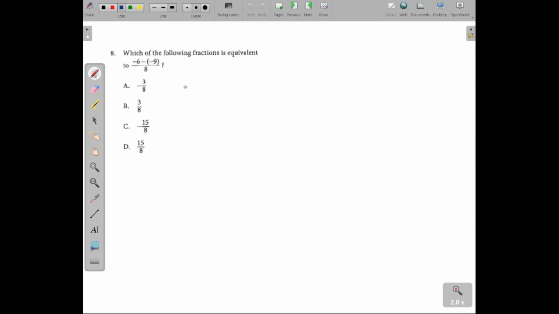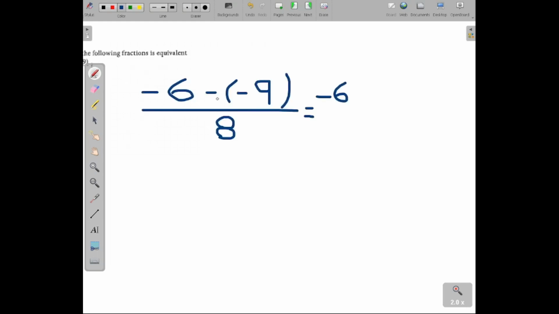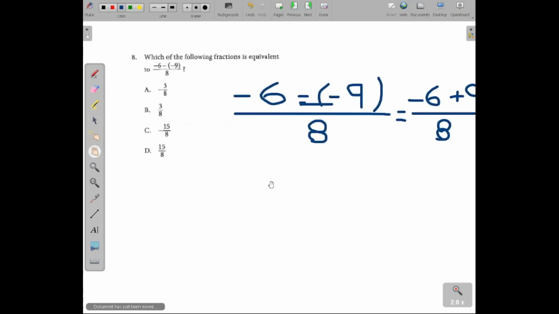Number 8. Which of the following fractions is equivalent to minus 6 minus negative 9, divided by 8? Now, negative times negative becomes positive. Positive 9 divided by 8. Now, negative 6 plus 9 is positive 3 divided by 8. We cannot simplify, so that's the answer, 3 divided by 8. The right answer is B.